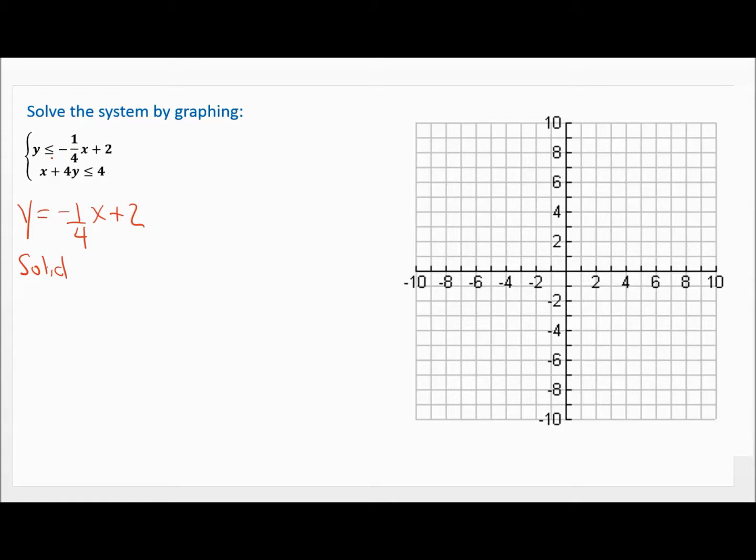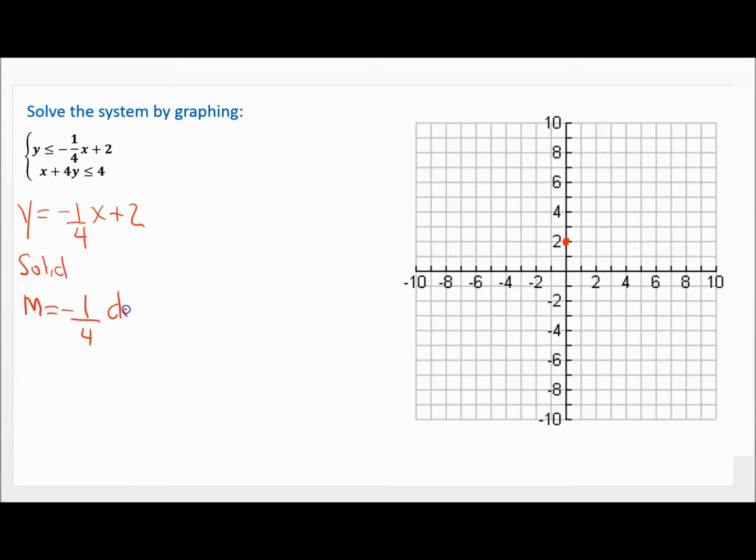A dash line would mean you go up to the line but don't include the line. So it's solid. It's already in awesome y equals mx plus b form. So my y-intercept is 2, so I make my mark at 2. And then my slope is negative 1/4.